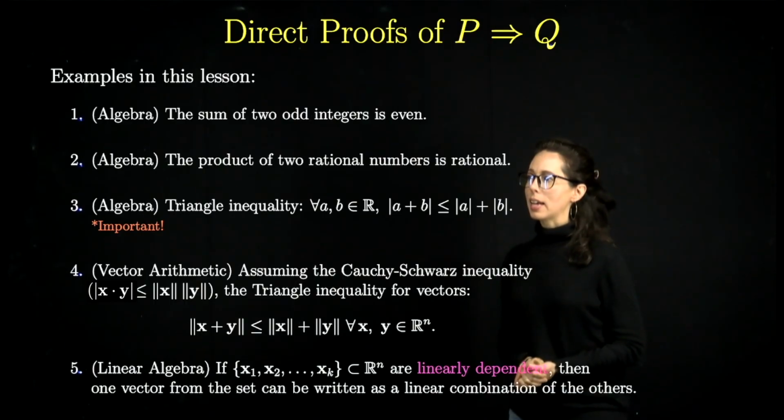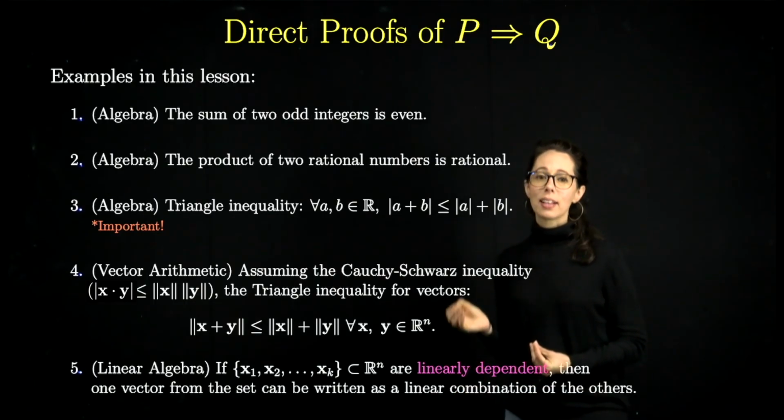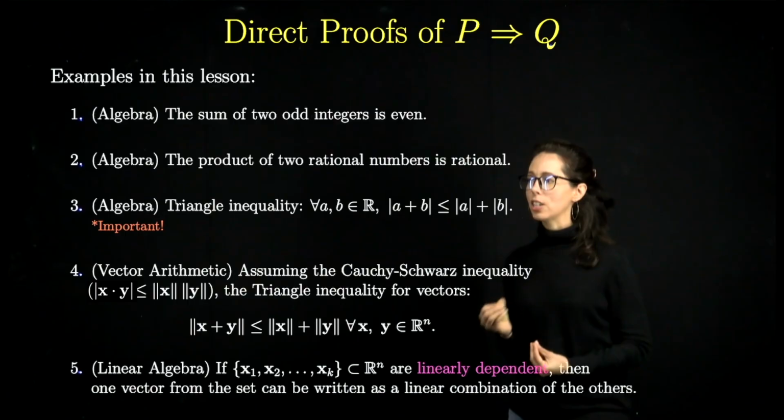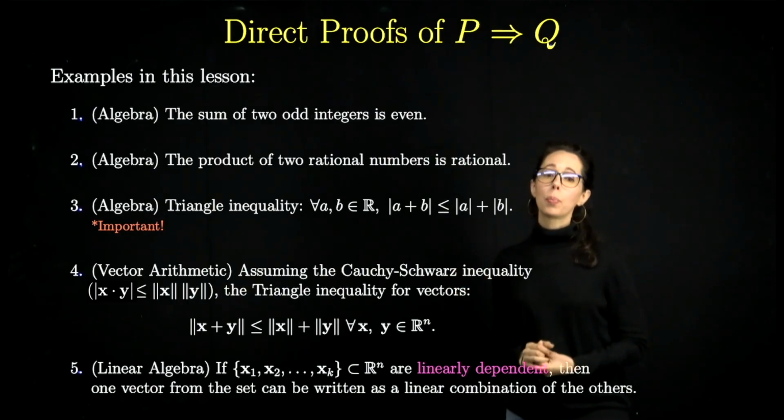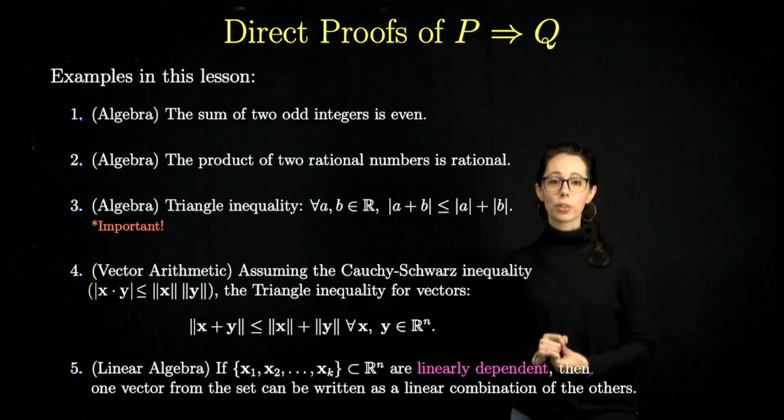Now you might notice that 1 through 4 are not written as if-then statements. So the first step in each of 1, 2, 3, and 4 will be to clearly identify what the hypotheses and conclusions are.